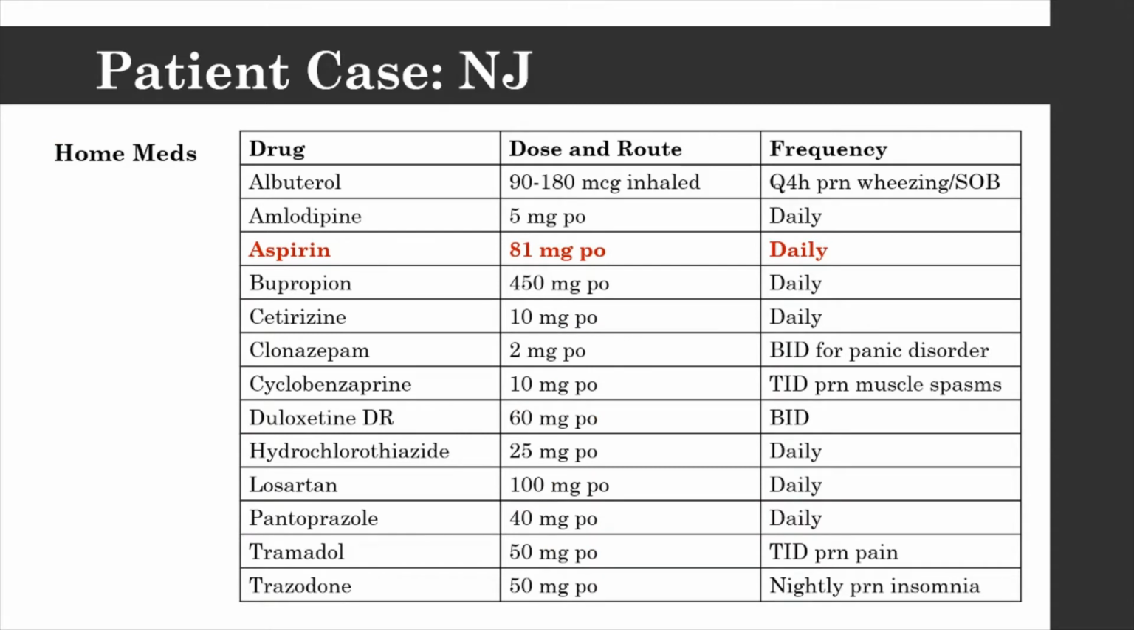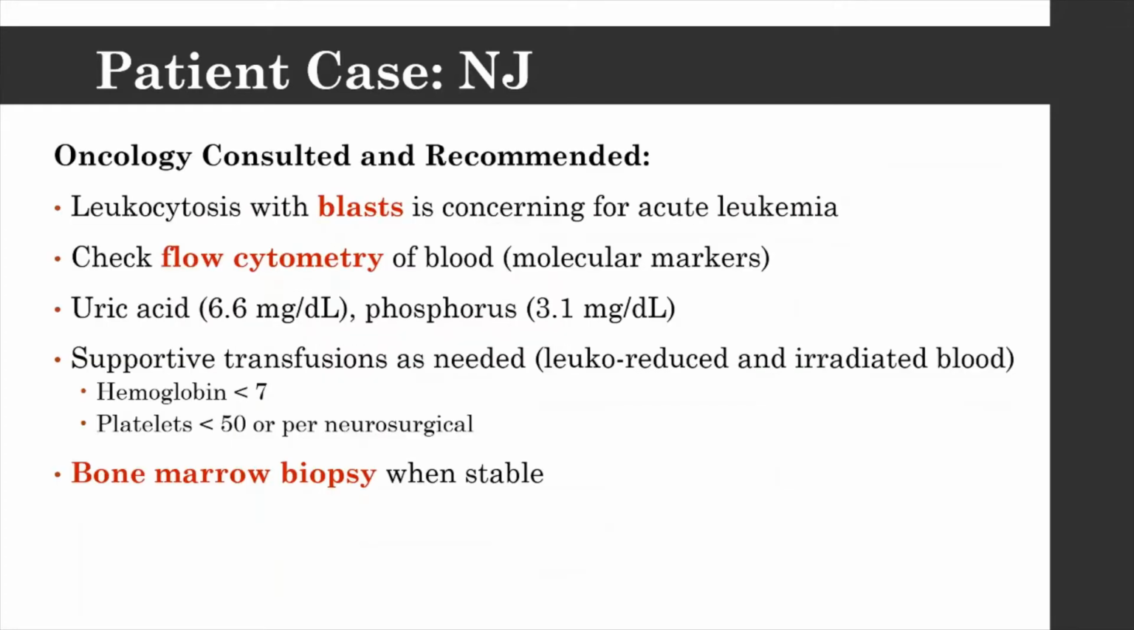Here are his home meds, which are pretty standard for a 57-year-old. I did highlight that he did take aspirin at home, which was concerning with his subdural hematoma, and that was immediately discontinued. With his very high white blood cell count and blasts, it was concerning for acute leukemia, so oncology was consulted and they recommended to check his blood with flow cytometry to look for those molecular markers, check a uric acid and a phosphorus, and give supportive transfusions as needed, and also do a bone marrow biopsy when he was stable.